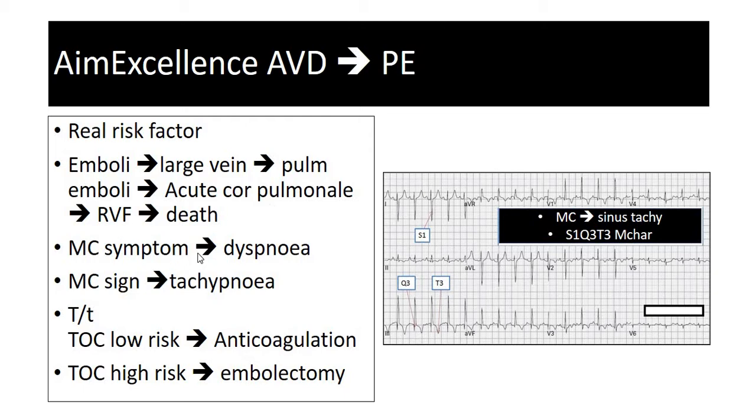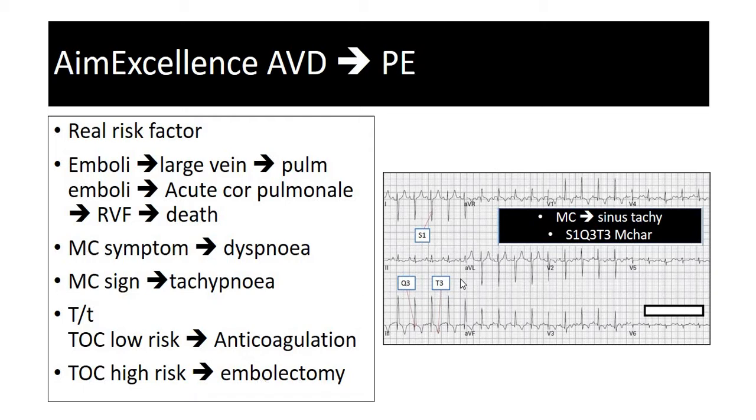The most common symptom is dyspnea, and the most common sign is tachypnea, with an increased respiratory rate. There will be central cyanosis and subcostal recession also. In cases of low risk, we can go for anticoagulation, and in cases of high risk, we have to go for embolectomy.